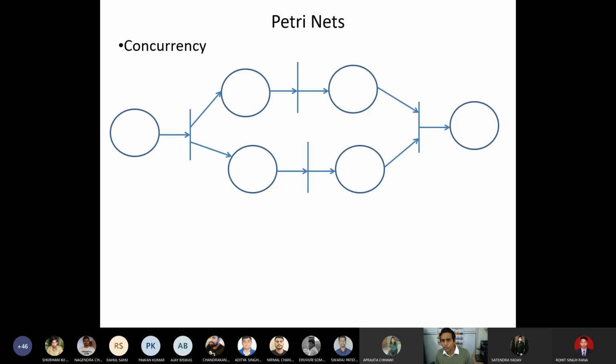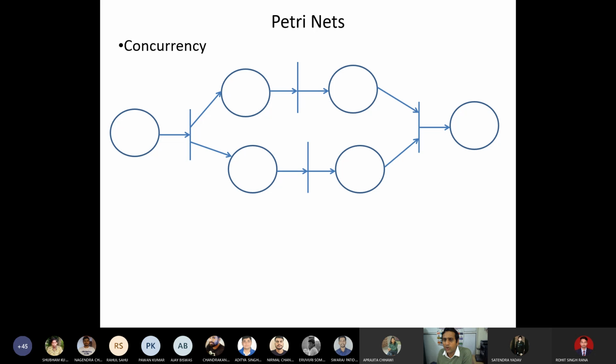Now what will happen? Each output place will have a token. One is removed from the input place and added to the output places. So each output place will have one. Now, because the output place has a token, the upper transition can fire at the same time, and the lower transition is also getting fired.